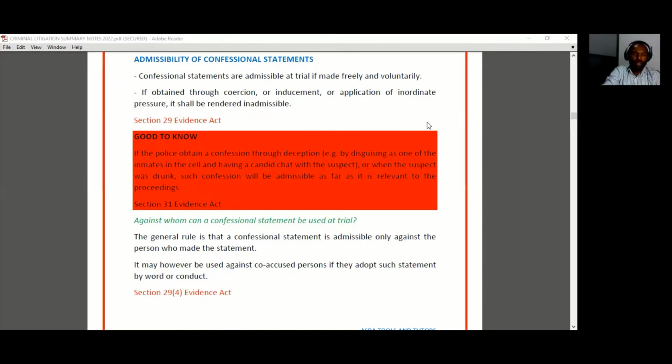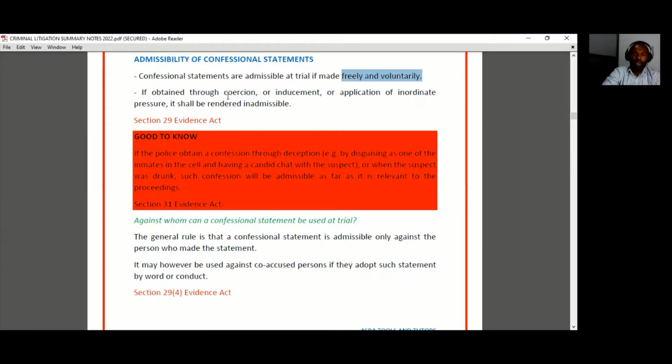So, of course, you know that a confessional statement is a statement made by a suspect or accused person by which they make an admission of guilt to the commission of an offense. Now, from the Evidence Act, Section 29, you know that for a confessional statement to be admissible at trial, it must be given freely and voluntarily by the suspect.